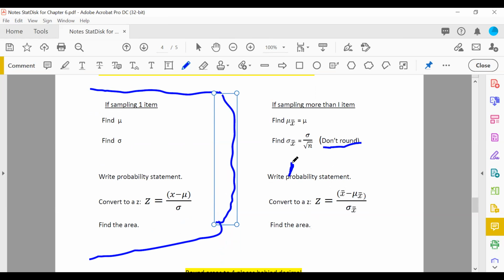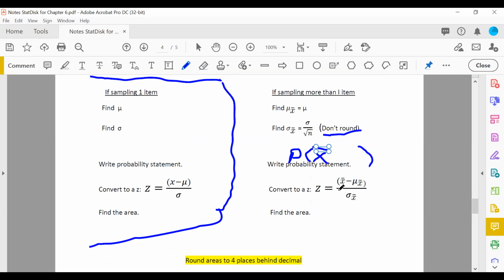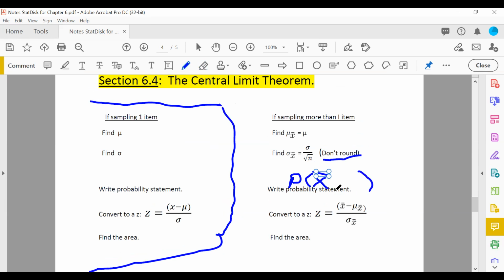You're going to write P, parentheses, X bar. It's like an ñ. Sorry. I'm trying to write X bar. Close enough. And then you put your inequality. And then you do your conversion and you find the area. Just like we did here, but it's just a little notation that's going to be different. Same procedure. Almost the same procedure.